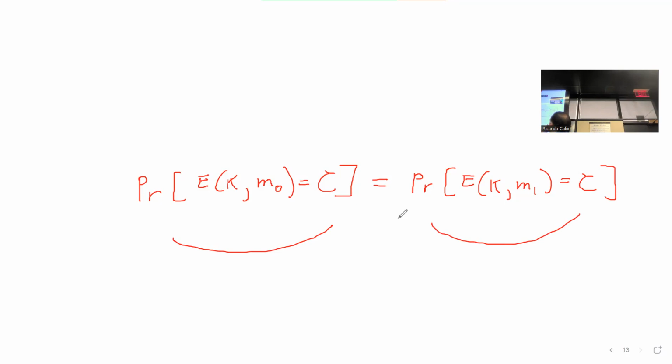If that's your question, M0 means message 0 and M1 means message 1. You seem like you want to attempt. The probability that any one message is encoded should be the same as the probability of the other message being encoded. Visually, they should be similar. Yeah, you're on the right track. That's what it means.